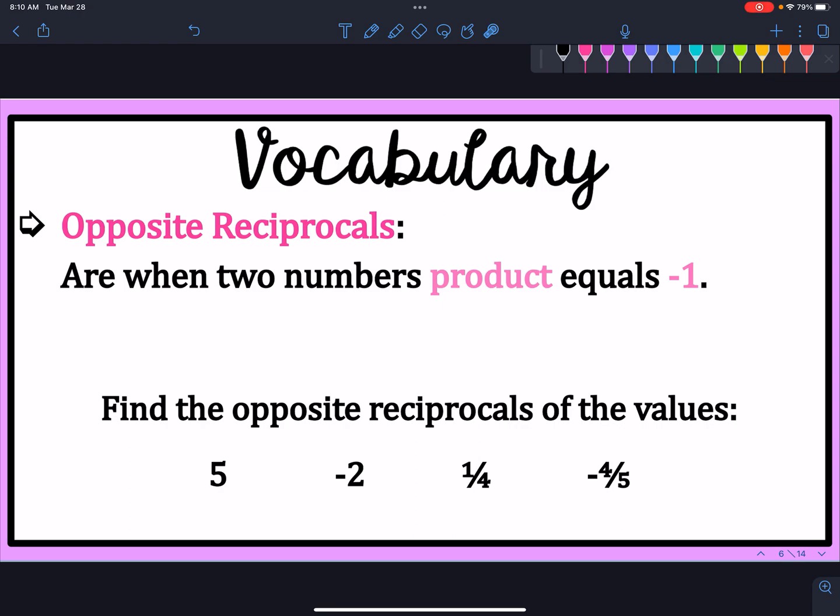So we have this new vocab word. Maybe we've talked about reciprocals before, but I don't think we've ever talked about an opposite reciprocal. Opposite reciprocals are when two numbers' product equals -1. Product is just a fancy word for multiplication.